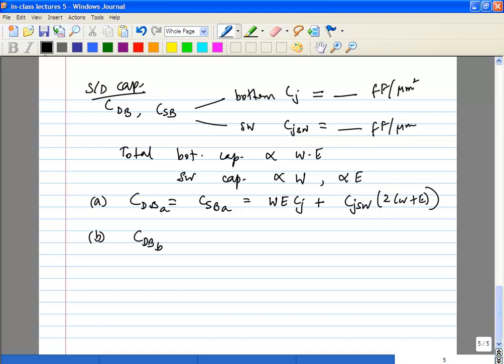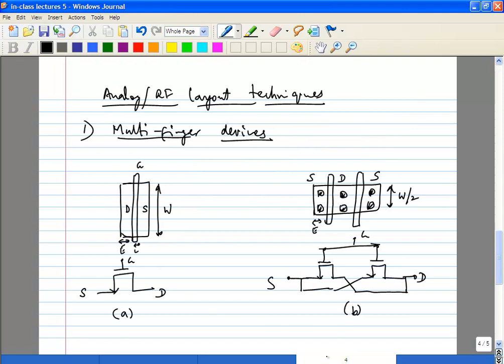Now in the second case, obviously your drain and source are no longer symmetric. The way we have done it is that the drain is actually lower area, so you would expect it to have lower capacitance. And in a typical circuit, that's what you would want.